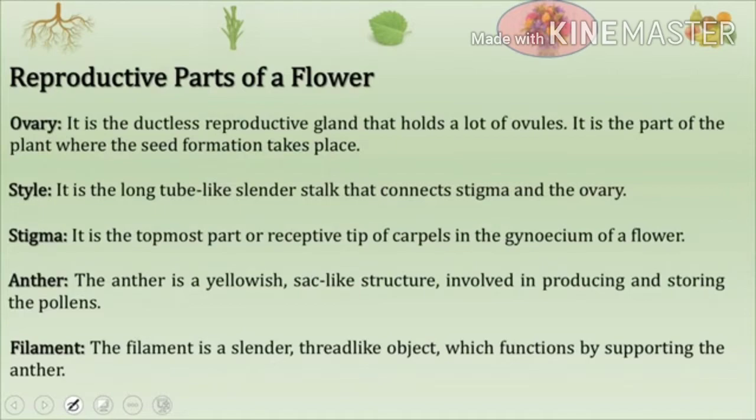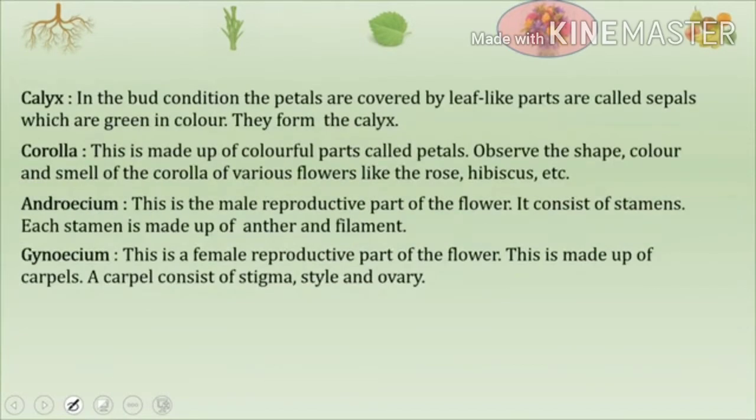Okay. Now the next point. The next one is the calyx. In the bud condition, the petals are covered by leaf-like parts called sepals, which are green in color, and they form the calyx.